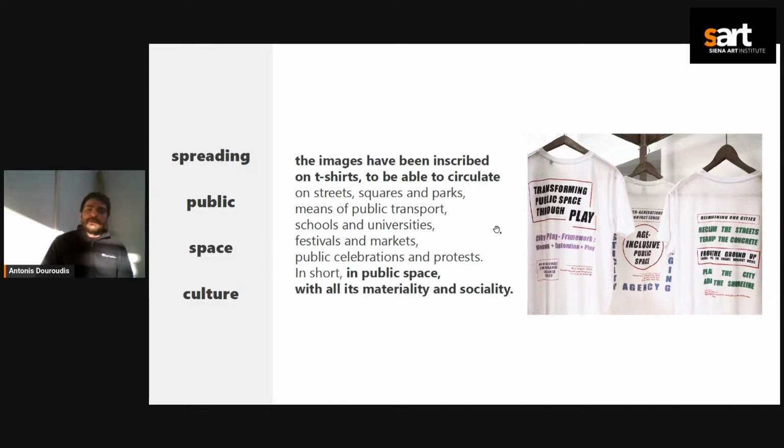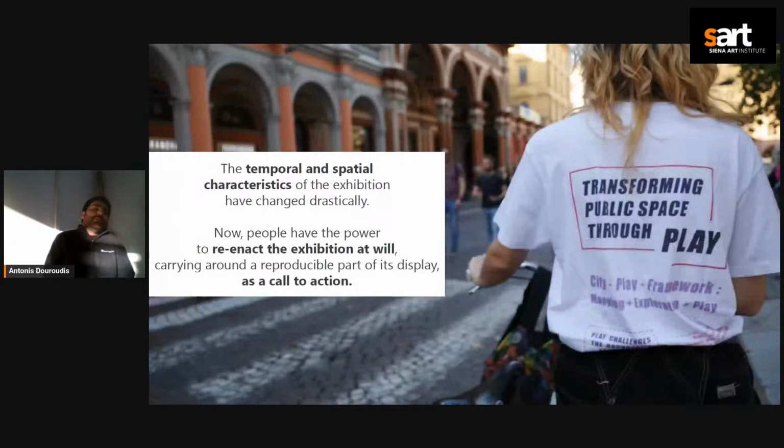And so here we have also the t-shirts that you can see. My idea behind this project is that now the traditional characteristics of an exhibition have completely changed, because there is no specific time and space in which this display takes place, but people that wear this t-shirt can reenact the exhibition.